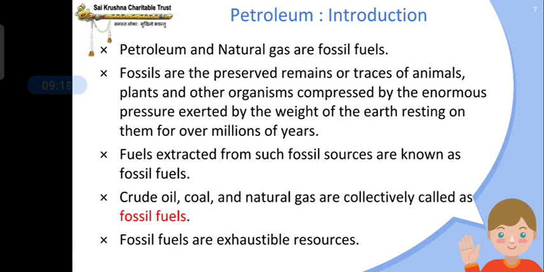Why are they called exhaustible resources? Because it takes millions of years in order to form them. Yes or no? So if a fossil fuel gets over in another 20 years, then you cannot make that fossil fuel form again. Why? Because it takes millions of years to form. Therefore, you have to use all the exhaustible resources in a limited way.